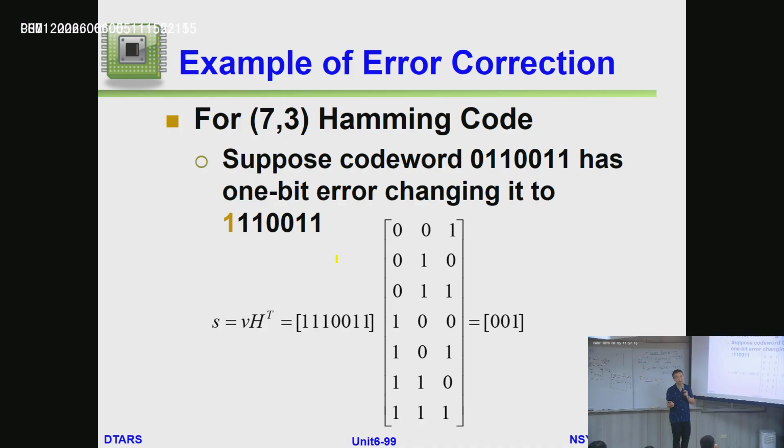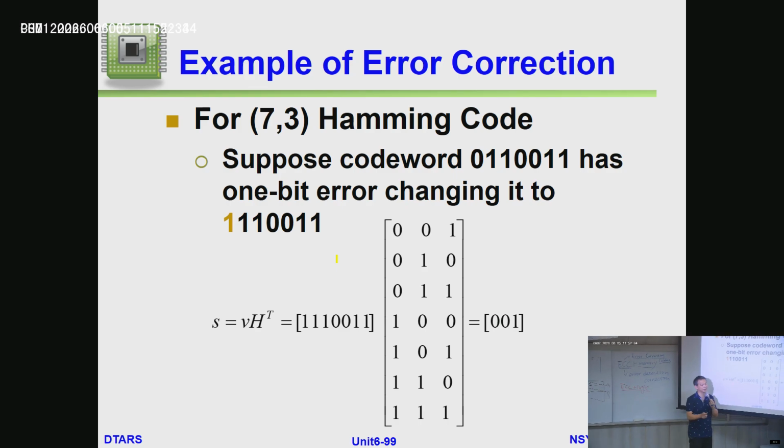The next question: can we find where the error is? Basically, when you multiply this, the result is called the syndrome. Syndrome in Chinese is called 征兆, 病征. Okay, so if you have this syndrome, it is possible that we can find the error location as long as the bit error is 1 bit. Here you can see that the syndrome is 001.